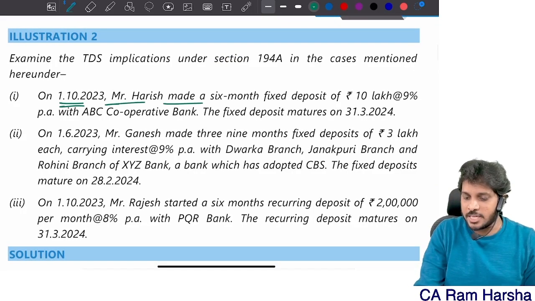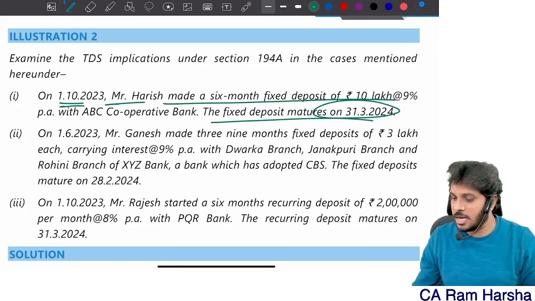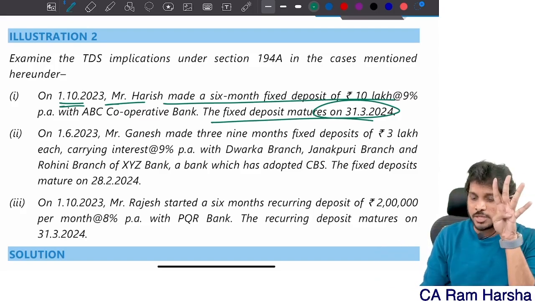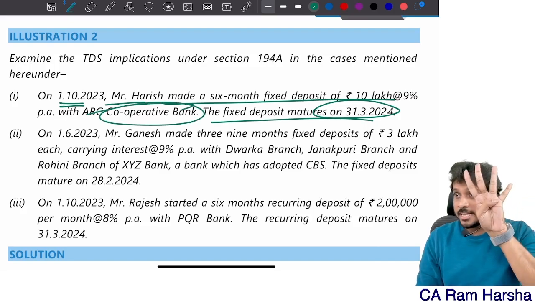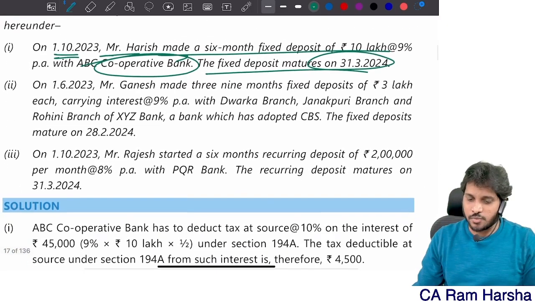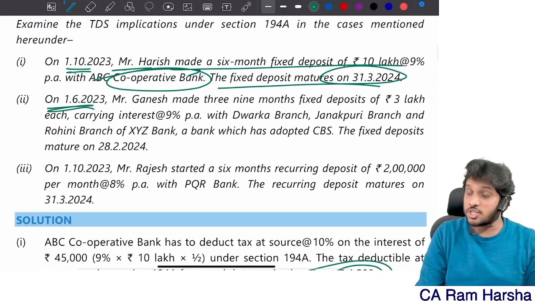On 1st October, Harish made a 6 months fixed deposit of 10 lakhs at 9%. This is maturing on 31st March. 6 months, right? 10 lakhs into rate of interest 9% into 6 by 12. Since the amount is exceeding 40,000, cooperative bank, 40,000, since amount is exceeding, straight away 10%. What is it? 4,500.